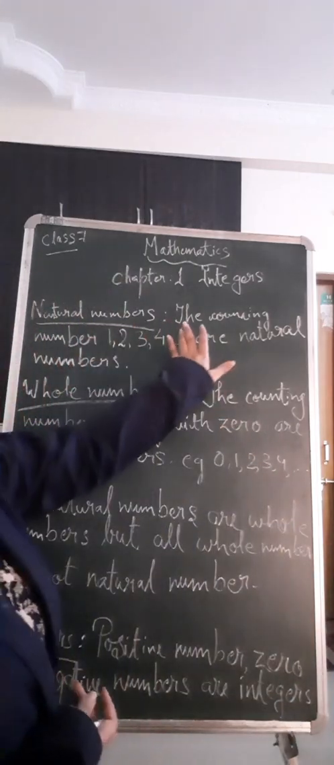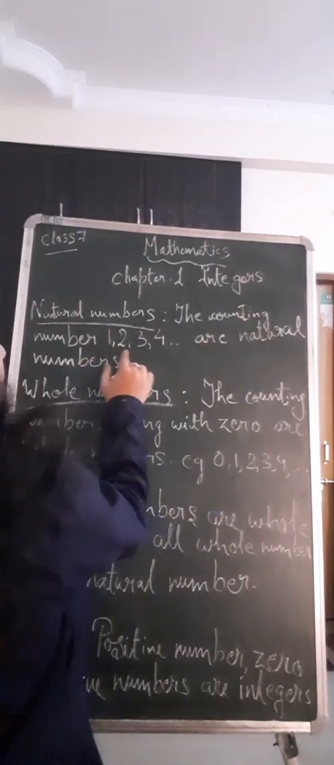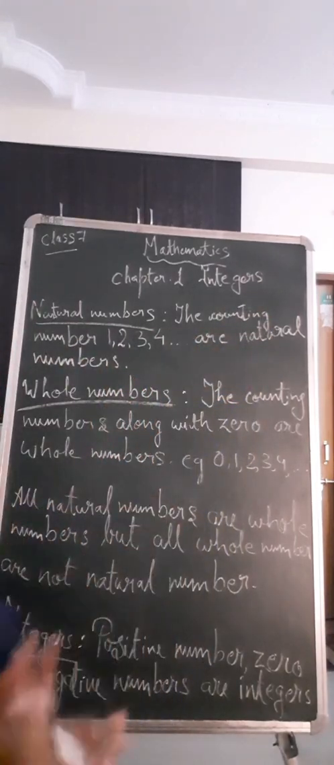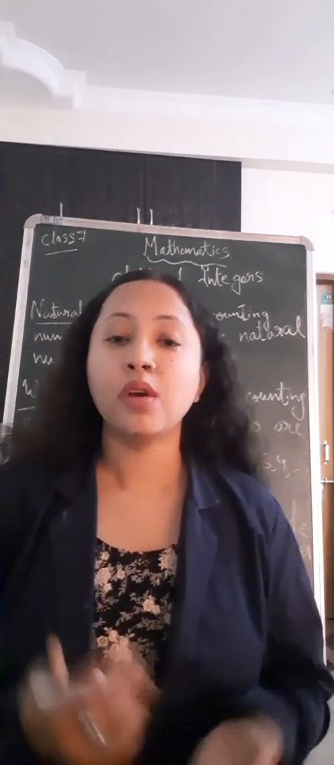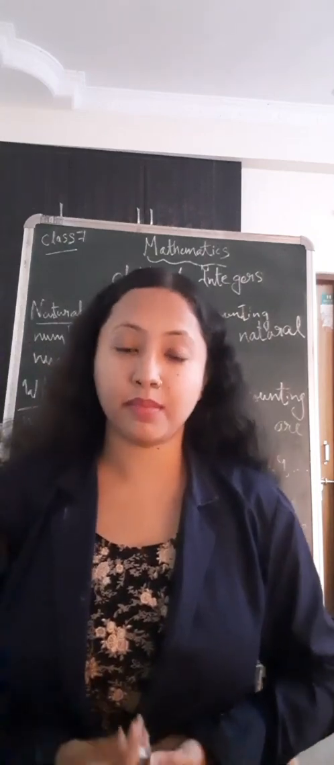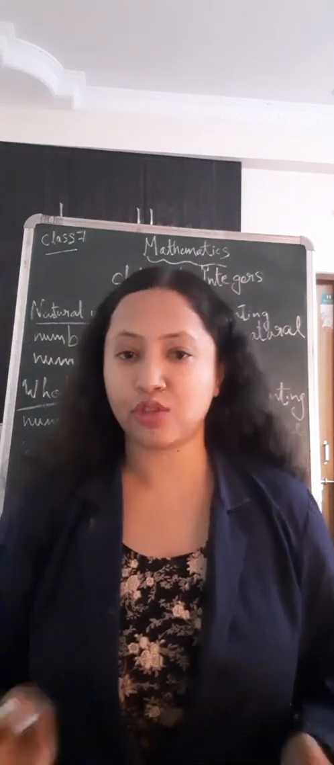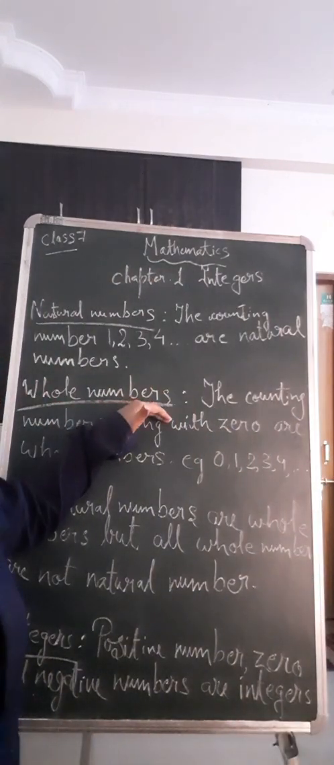Natural numbers are the counting numbers, children. The counting numbers like 1, 2, 3, 4 are the natural numbers. 1, 2, 3, 4 till whatever counting you can have. Infinity is what we call the maximum number. So those are the natural numbers. Now next we have a set of numbers which are called the whole numbers, children.